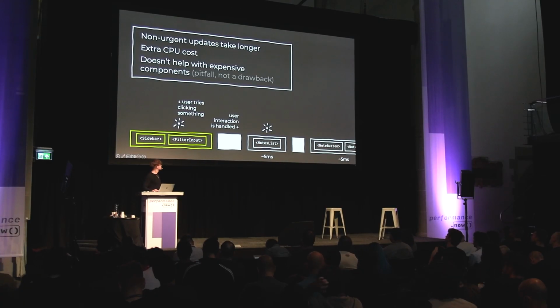So to summarize, React concurrency is slower for non-urgent updates, and more CPU expensive for all updates. It also doesn't help with expensive components, which is more of a pitfall, not a drawback. But if you're willing to deal with these drawbacks and pitfalls, you would get this almost magical behavior of rendering something huge, rendering a huge part of the app, and not slowing the page at all. Is this a meme? Maybe this is a meme.